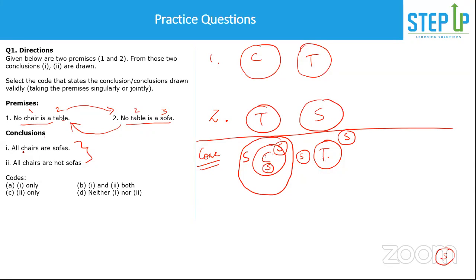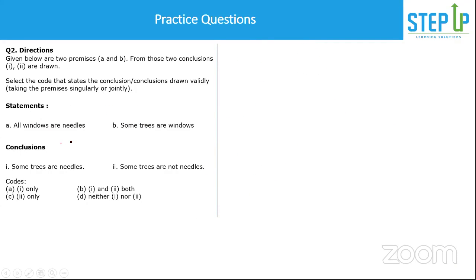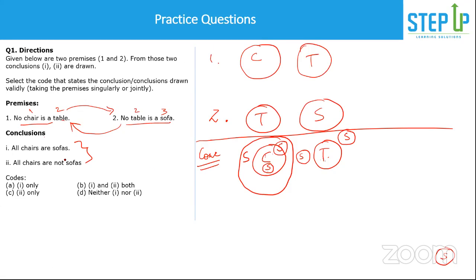So he says all chairs are sofas. Are all chairs sofas in this case? No. That means this is not a valid conclusion because it is not true everywhere. Correct? So I will say this is not a valid conclusion.